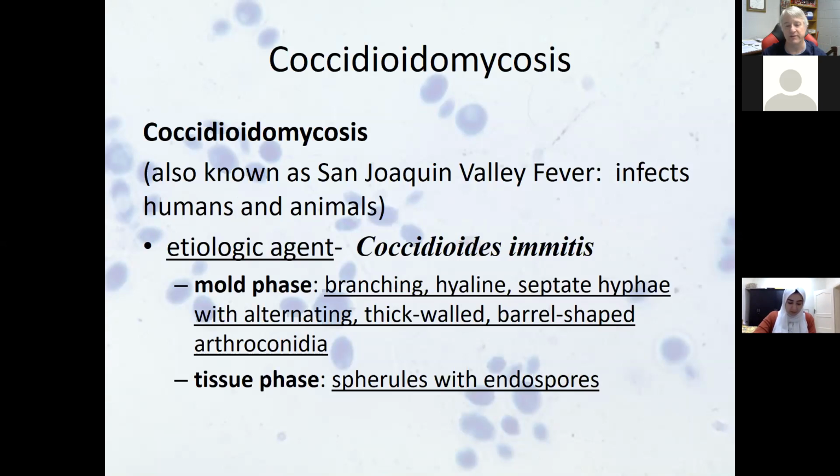Coccidioides immitis is the etiological agent. The mold phase is branching hyaline, septate hyphae with alternating thick-walled, barrel-shaped arthroconidia. The tissue phase is spherules with endospores. So when you think of Coccidioides, the reason it gets this name is because of the endospores.